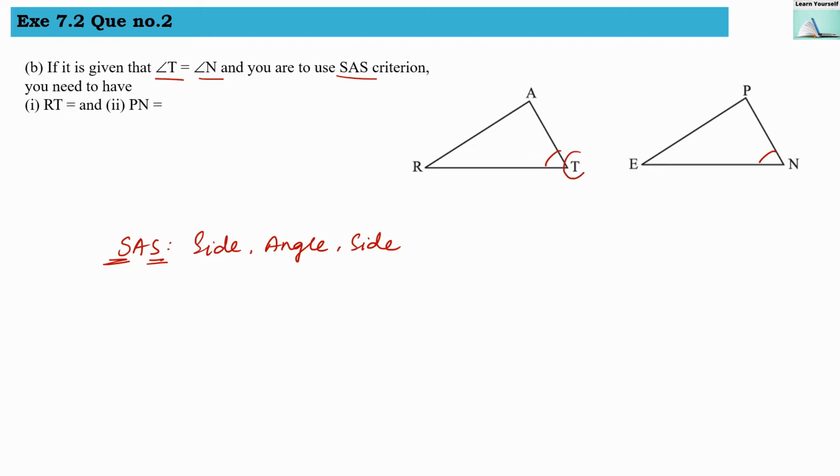So if this is the angle, then the AT side has to be equal to the PN side and the RT side has to be equal to the EN side. Then only it is going to be the side angle side criteria. The angle has to be sandwiched between two sides. Then only can we prove this criteria. So let us answer the questions. First is RT. RT is going to be equal to EN. And second, PN is going to be equal to AT.